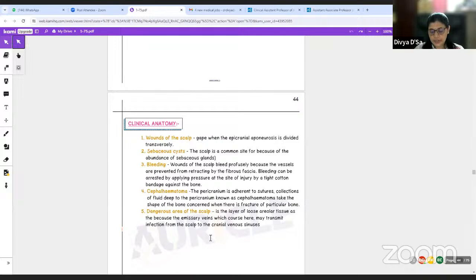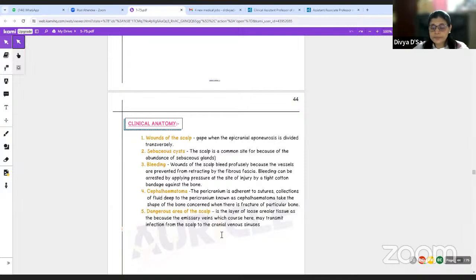Then the dangerous area of the scalp. The dangerous area of the scalp is the fourth layer, that is the loose areolar tissue layer. Why is it called the dangerous layer? Because in this layer there are emissary veins which connect the extracranial veins with the intracranial veins. These emissary veins are valveless, meaning they do not have valves, so the blood can flow in either direction. That is mainly to maintain an equilibrium of pressure between the extracranial and intracranial veins.